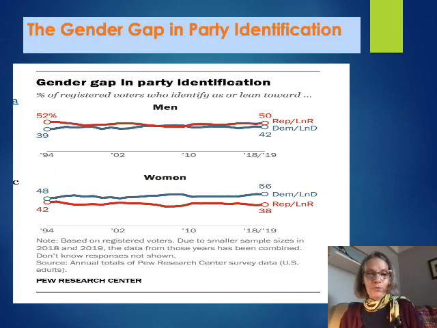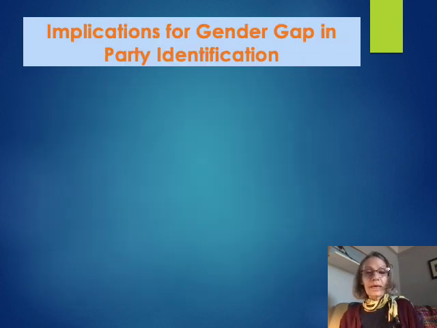Here is a graph from the Pew Research Center that shows you this gender gap in party identification. On the top here, you see that 50% of men identify with the Republican Party, 42% identify with the Democratic Party. And you see the flip here, that 56% of women identify with the Democratic Party and only 38% identify with the Republican Party. So what are the implications for the gender gap in party identification?